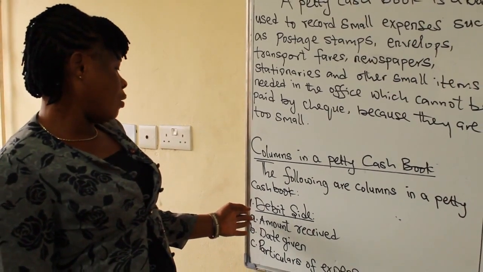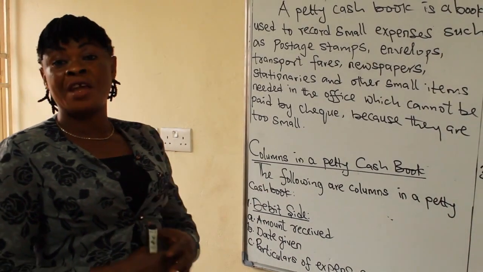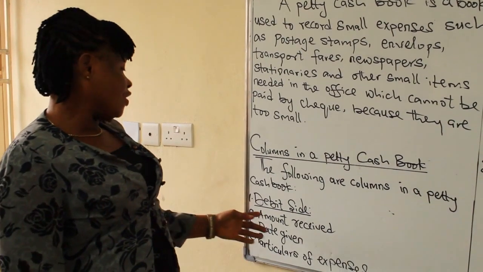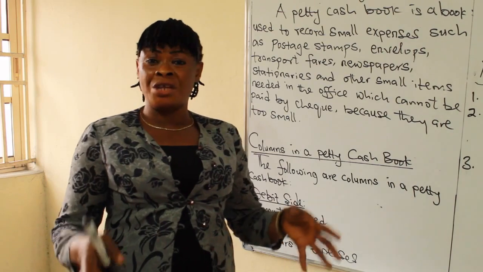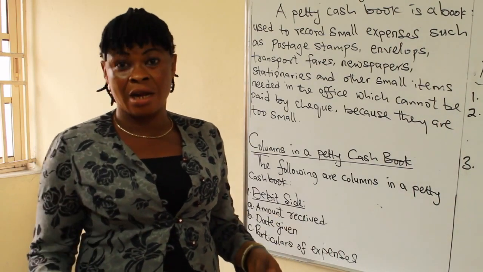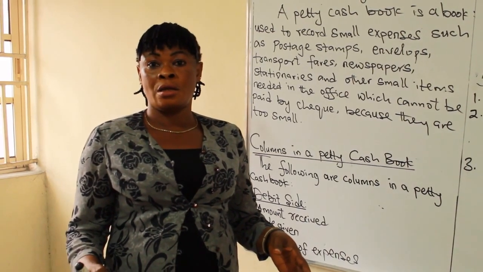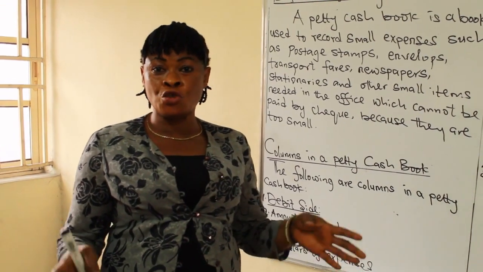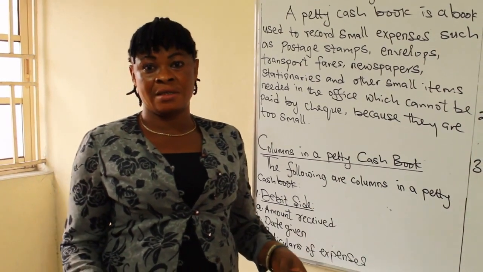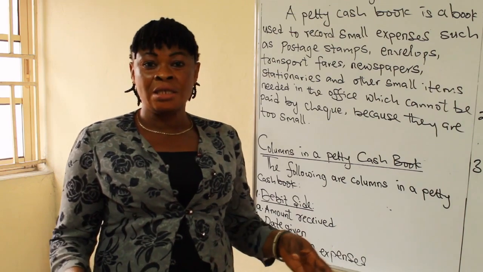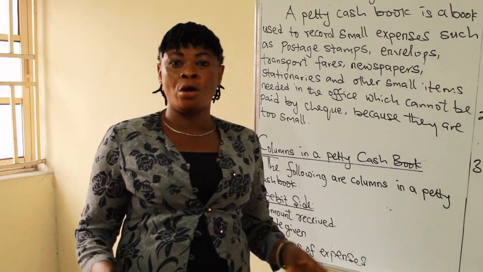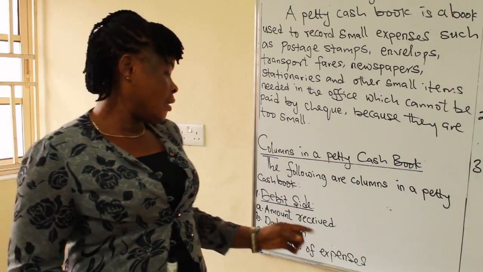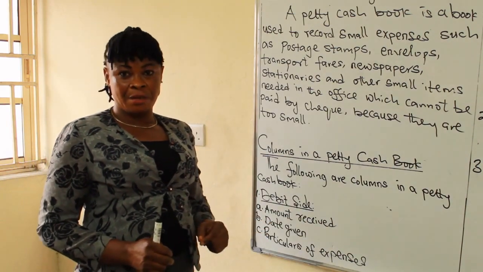The number one on this debit side of the petty cash book is amount received. This amount is the money given to the petty cashier to keep for small expenses. The money given to the petty cashier to keep for small expenses. That is the amount received.